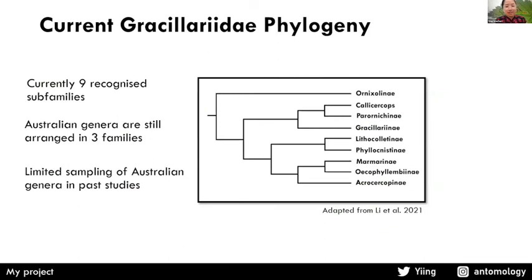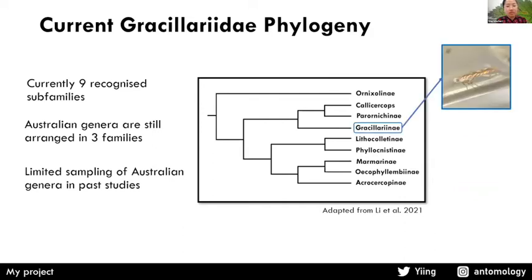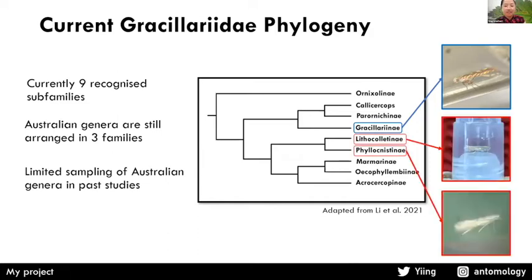So what's the current situation in terms of the Gracilariid phylogeny? Globally, as of a few months ago, there are 9 recognized subfamilies, but the Australian fauna is still organized into these 3 subfamilies: the Gracilariinae, the Litocoletinae, and the Phylloxanistinae.